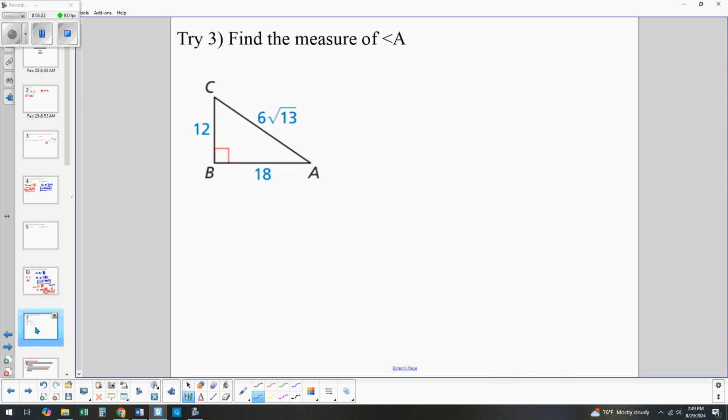For try 3, all you're looking for is the measure of angle A. I would recommend not using this side because why would you want to use something that had a radical in it? Pause if you'd like. Answers are posted online.